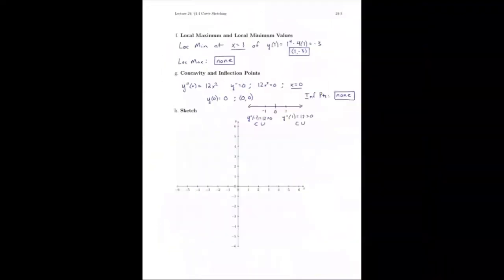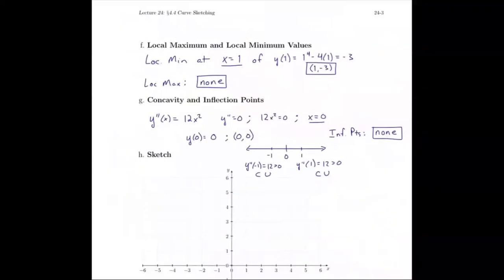Moving on, local max, local min. Well, we already declared this. We knew that we had a local min because we switched from decreasing to increasing. Well, the local min occurs at the value of x equals 1.